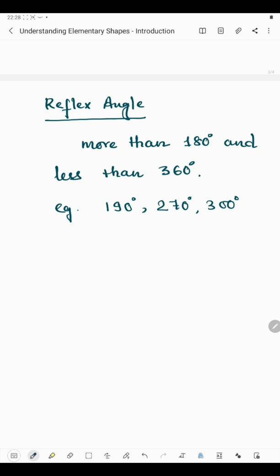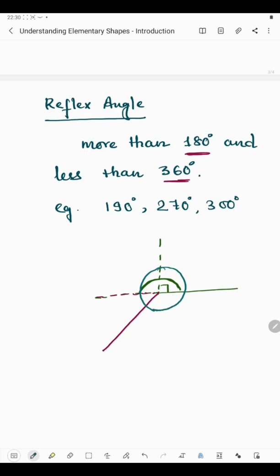And how does it look like? This is 90 degree. Okay. Now if I extend this line, since it's a straight line, it forms 180 degree. Now reflex angle is more than 180 degree. So here is 180 degree. So if I draw a line here, it is more than 180 degree, but where is 360 degree? It should be less than 360 degree. Now 360 degree means complete angle, one full rotation.